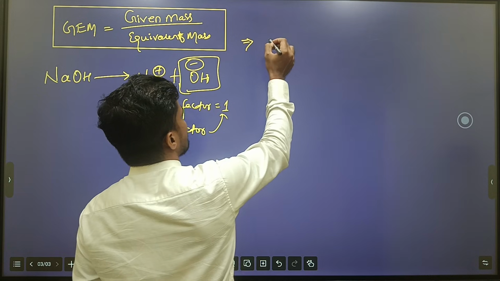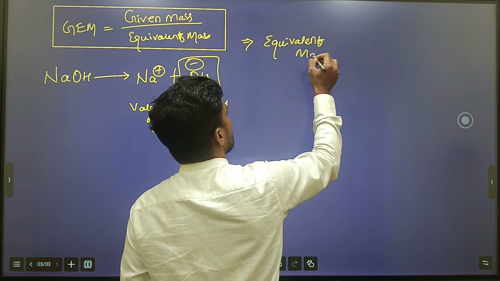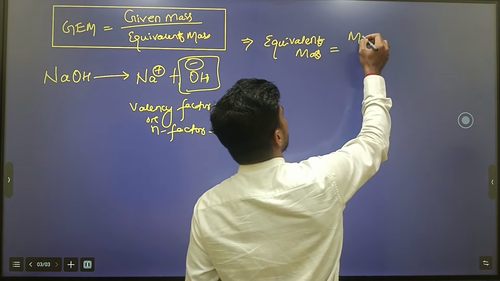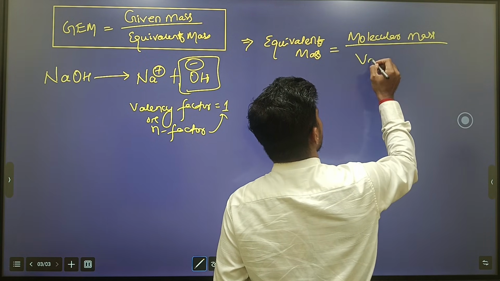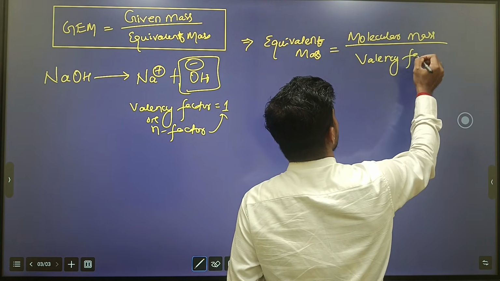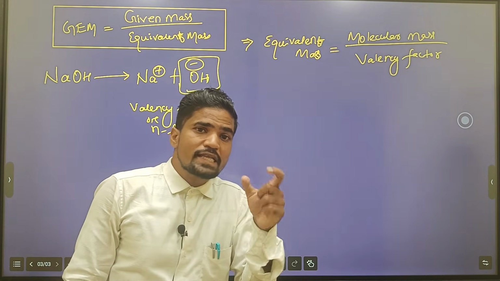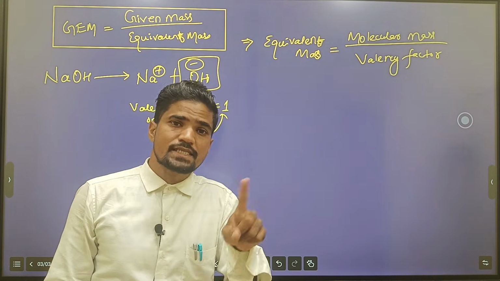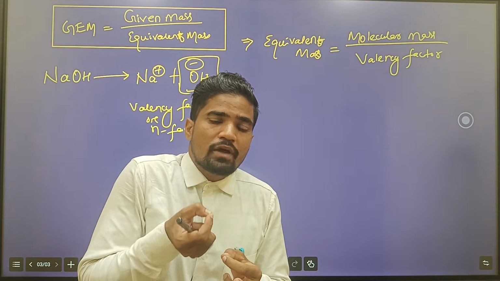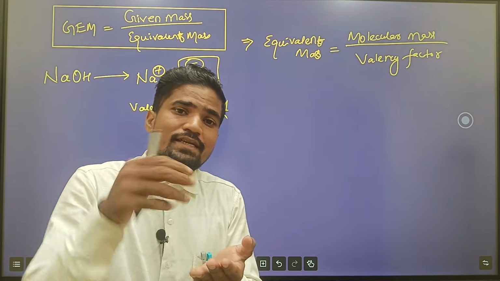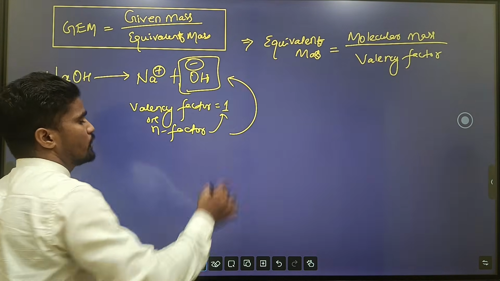Because again, equivalent mass is equal to molecular mass upon valency factor, or N factor. For any acid, we take the number of replaceable H plus ions, that is the basicity. Here NaOH, sodium hydroxide, is a base, so we have to check the number of replaceable OH minus, that is called the acidity of the base, which is the valence factor or N factor of NaOH.